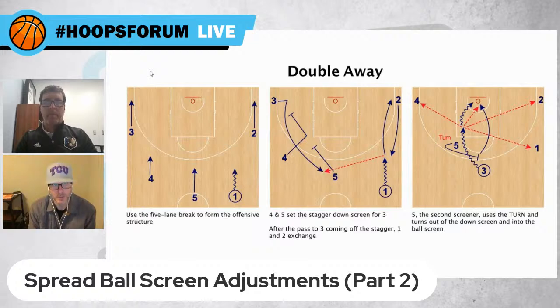In this instance, we're coming off the staggered screen. So simple double away, like you said, could lead to a shot, a curl. If not, then let's get right to the next thing, and that would be the second screener turning, sprinting right up into a ball screen.